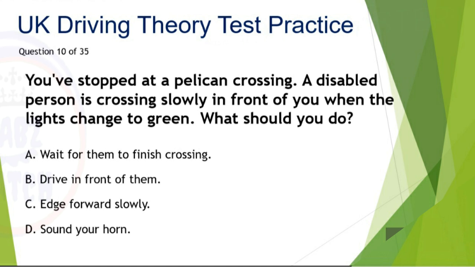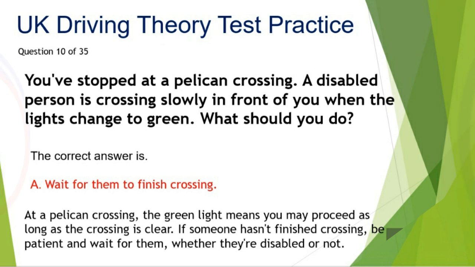Question 10 of 35. You've stopped at a Pelican Crossing. A disabled person is crossing slowly in front of you when the lights change to green. What should you do? A. Wait for them to finish crossing. B. Drive in front of them. C. Edge forward slowly. D. Sound your horn. The correct answer is A.